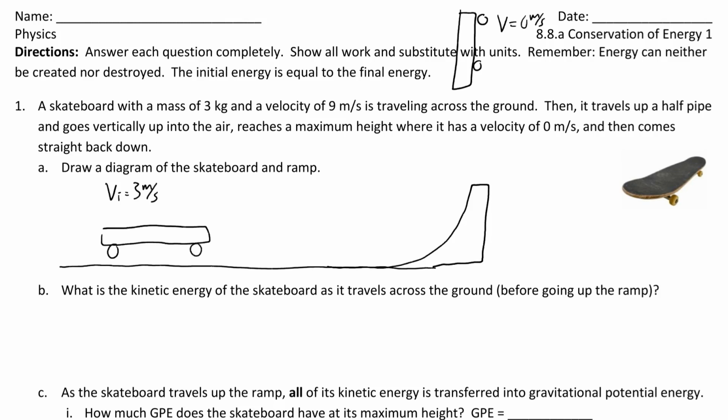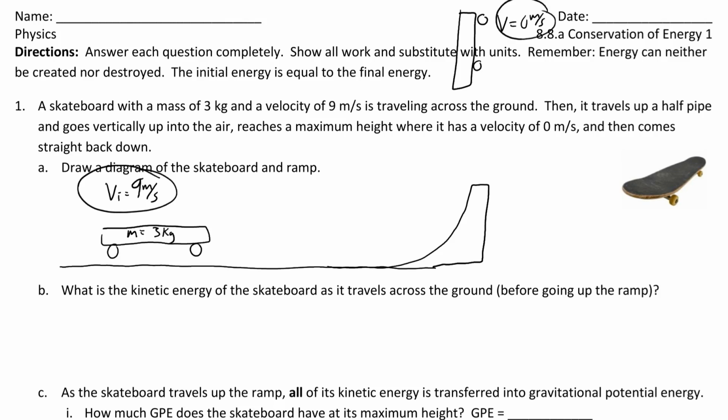So let's just pause here. The velocity is 9 meters per second, and the mass of the skateboard is 3 kilograms. So let's just pause here for a second. It has a velocity here, but no velocity here.